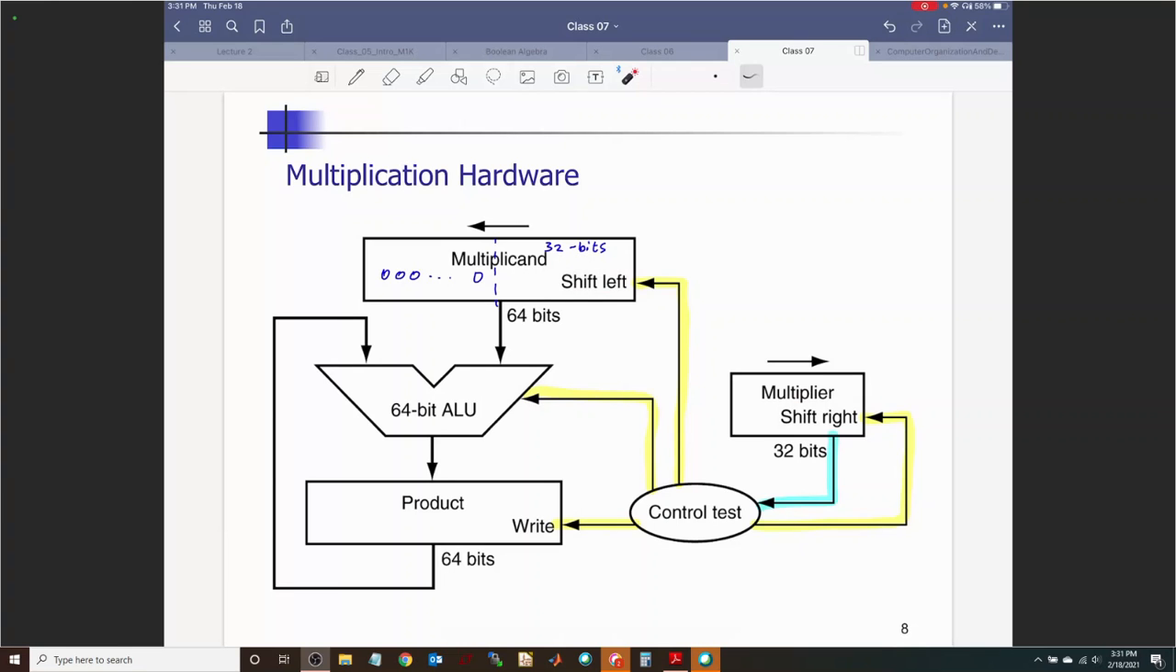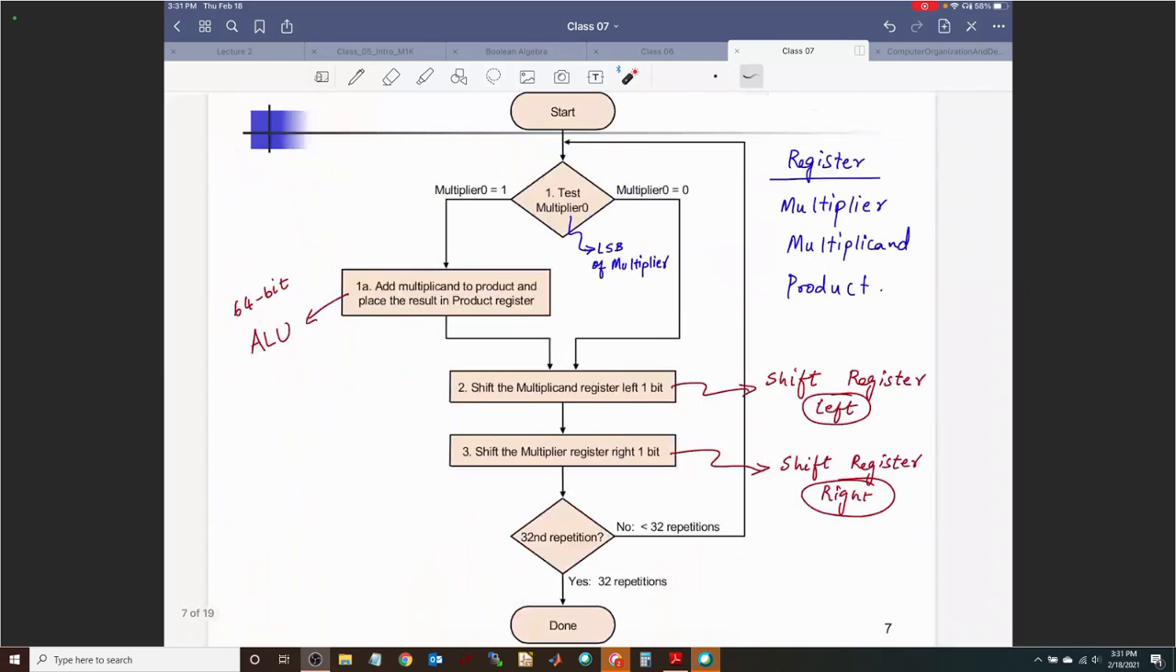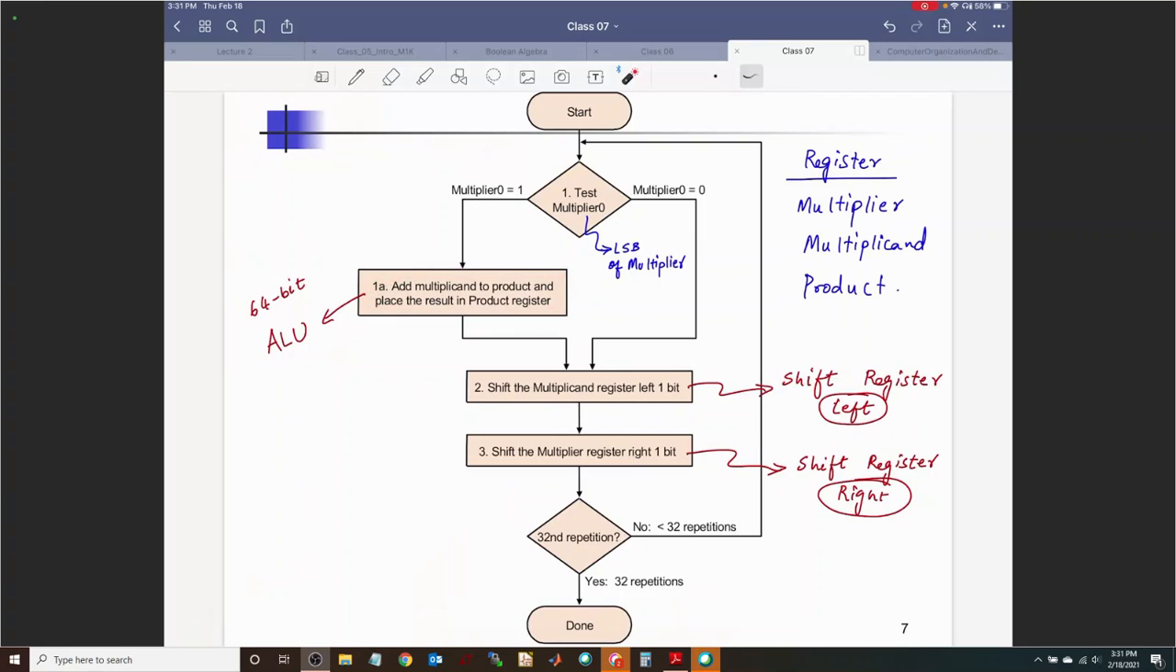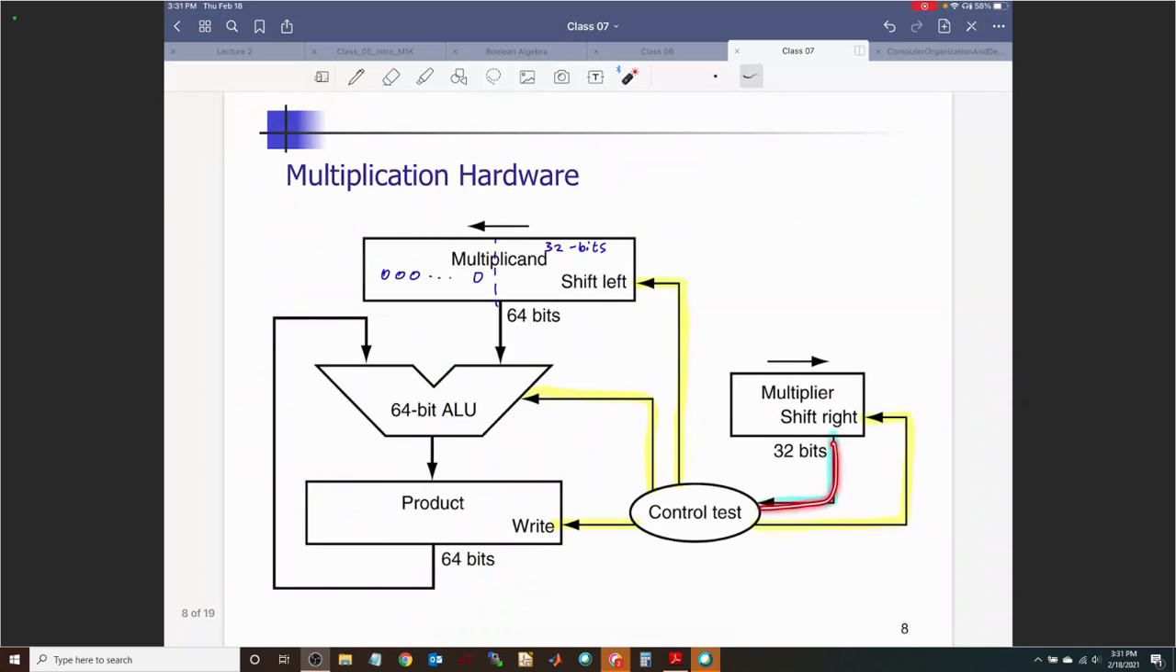When it is 0, what do I do? I don't need to add, but I still need to do steps 2 and 3 when it is 0. So when it is 0, I still need to shift right and shift left, but I don't need to add, and I don't need to write. I just need to do shifting. When it is 1, I need to shift right, need to shift left, need to add, and need to update the results in the product register. So I need to write to the product register.